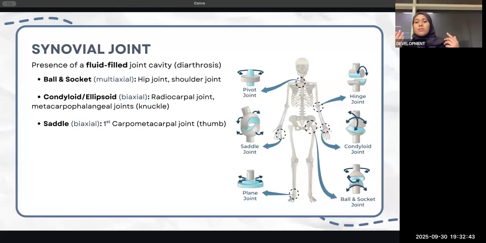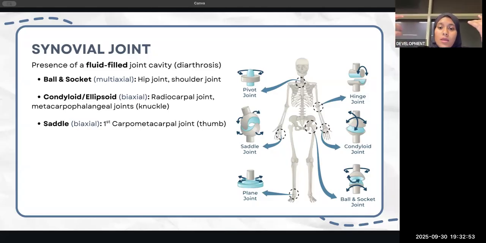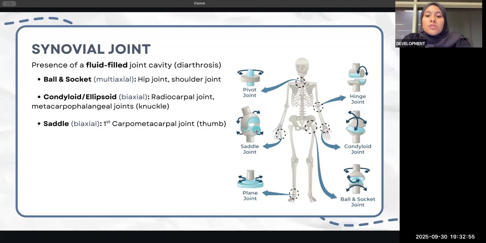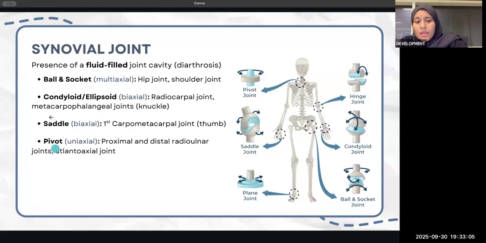And how can you remember this? Your thumb, compared to your other fingers, has the most movement. So logically, you would think it has a different joint. And then you just have to memorize it's a saddle joint. The saddle joint just looks like a horse saddle with something that glides on top of it. It's also biaxial. What about pivot? Pivot joint is uniaxial. It only allows movement in one direction. You have your proximal and your distal radio-ulnar joint. Proximal means close to your body.